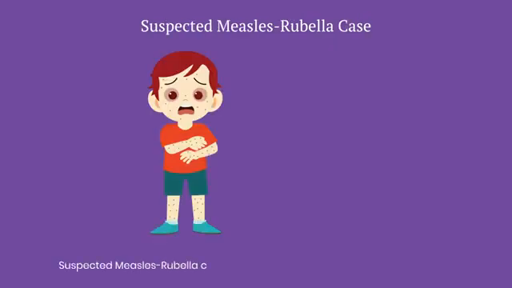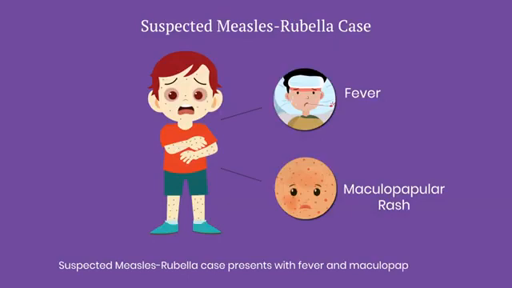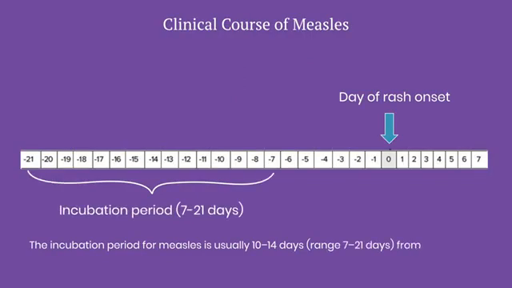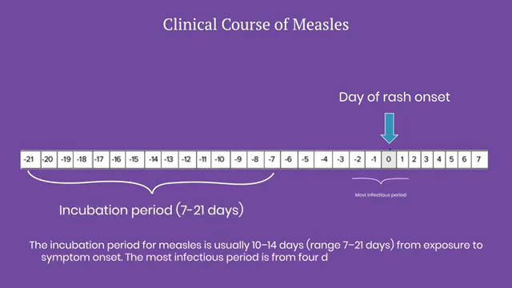A suspected measles-rubella case presents with fever and maculopapular rash. The incubation period for measles is usually 10 to 14 days from exposure to symptom onset. The most infectious period is from 4 days before to 4 days after the appearance of rash.